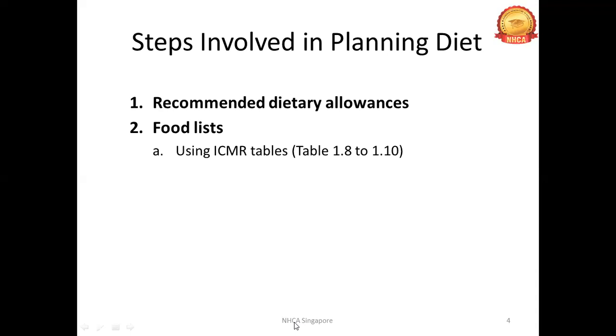So let's say 60% should come from carbohydrates, okay? 30% should come from your fats, okay? And the remaining 10 or 20% should come from your proteins, okay? So you have this idea, and based on that, you can choose the portion size, uncooked portion size.